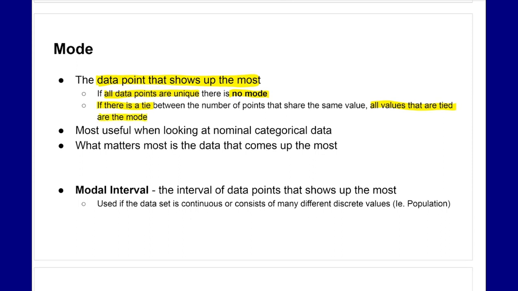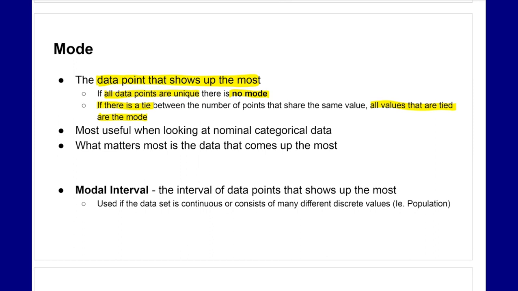So if we have, say, 10 numbers and we have two 3s and two 4s and the rest are all individual numbers, then we'd say that 3 and 4 are the mode. So you can have multiple modes. And this is most useful when looking at nominal categorical data. Which value occurs the most?